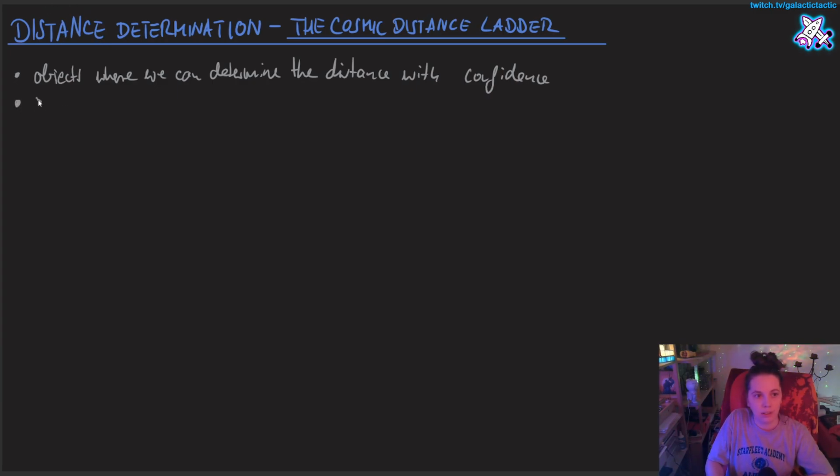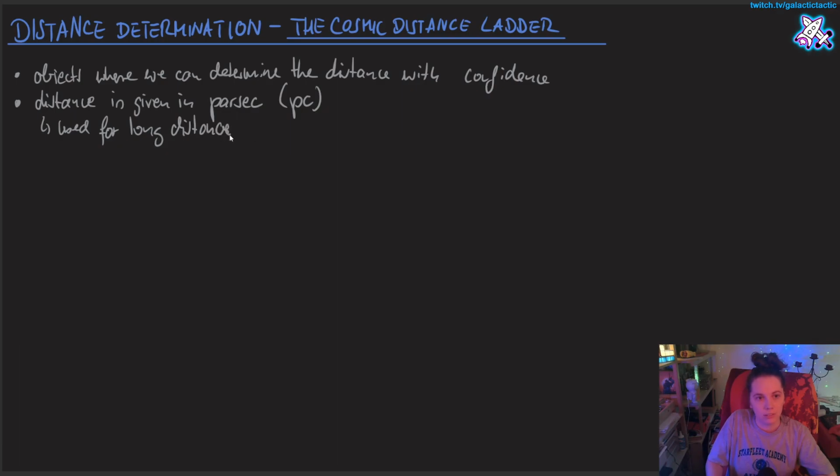Distance is usually given in parsecs. I know everyone uses light years mostly, like when we talk about it in media, but actually in astrophysics, distance is given in parsecs, short pc, used for long distances in astrophysics. 1 parsec equals 3.26 light years, which equals about 3 times 10 to the power of 13 kilometers.